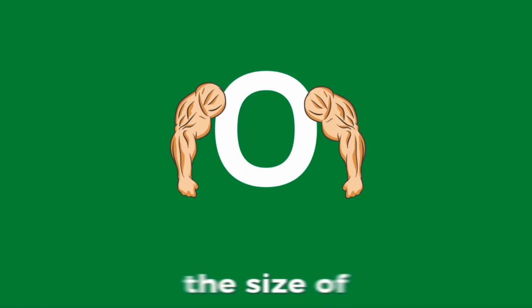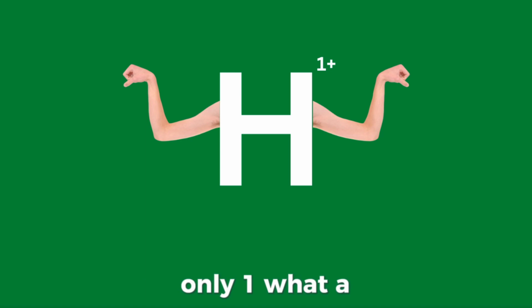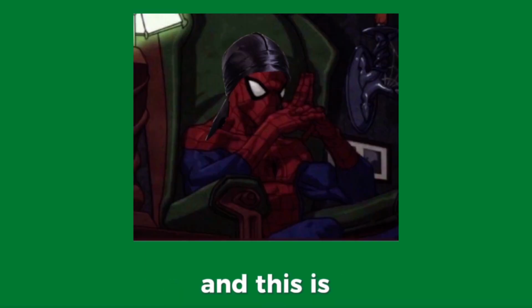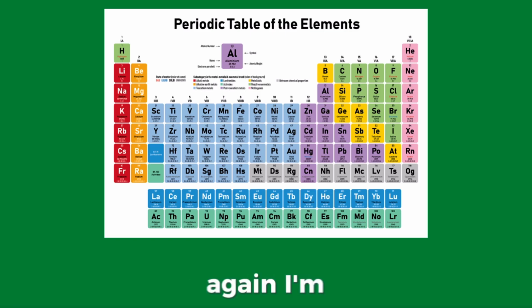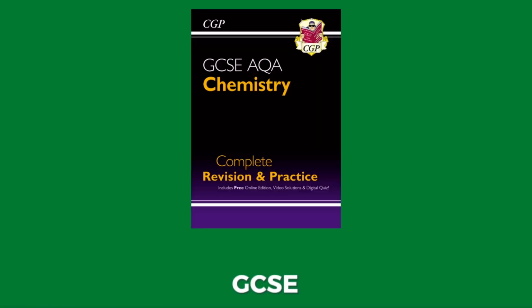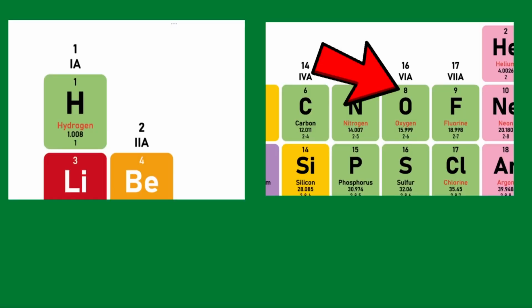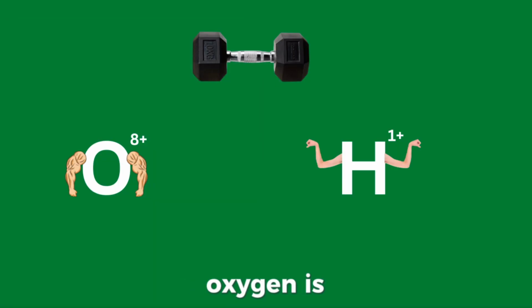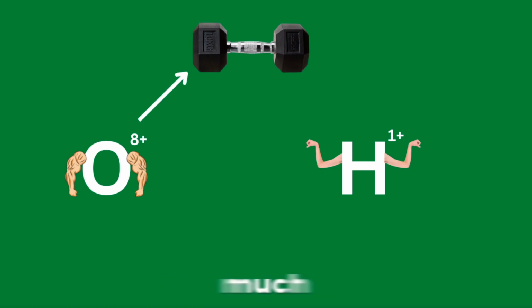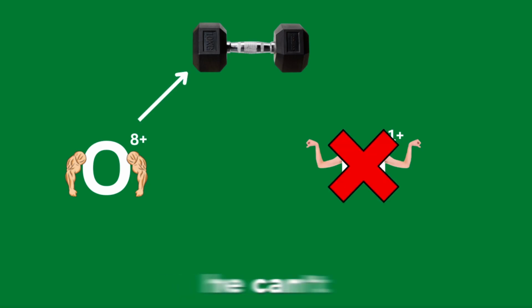Now, the size of his muscles, his attractive force, is determined by his proton charge, how strong he is. Oxygen has a proton charge of 8 and hydrogen has a proton charge of only 1. And this is something you can see on the periodic table. Again, I'm not going to go too far into GCSE chemistry, but you should have learned this. Oxygen has more protons, so it's stronger. And of course, oxygen is going to pull the dumbbell towards him because he's much stronger, whereas hydrogen is too weak, he can't lift that.